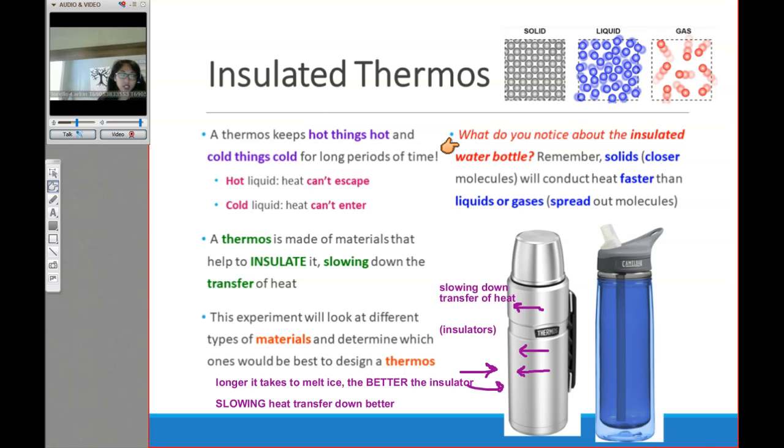Okay, now what I want you to also take a look at is take a look over here. We have a Camelback insulated water bottle, and I want you to think, what do you notice about this bottle? There's something unique about this bottle here. Tell me in the chat box. What do you notice?